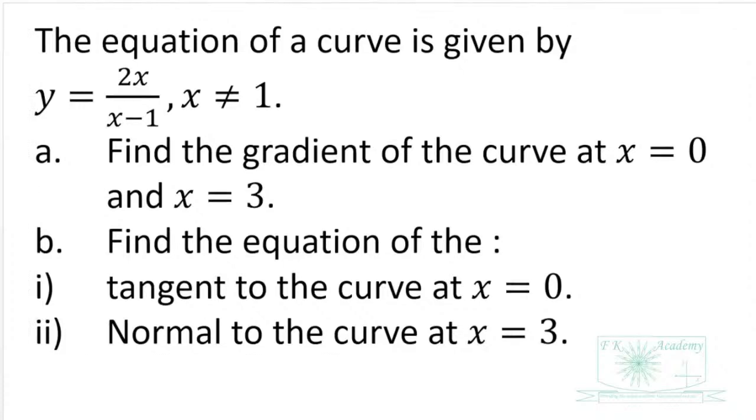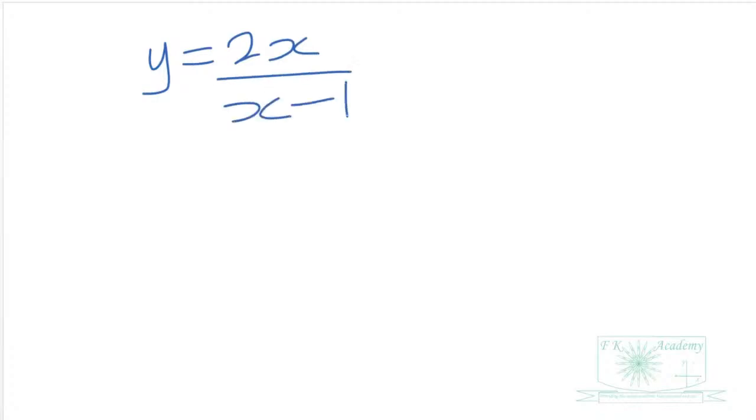So the A part, let's see how we can do that. The equation given to us is y equal to x all over x minus 1, and we can find the gradient of the curve using dy dx. So dy dx will give us the gradient function.